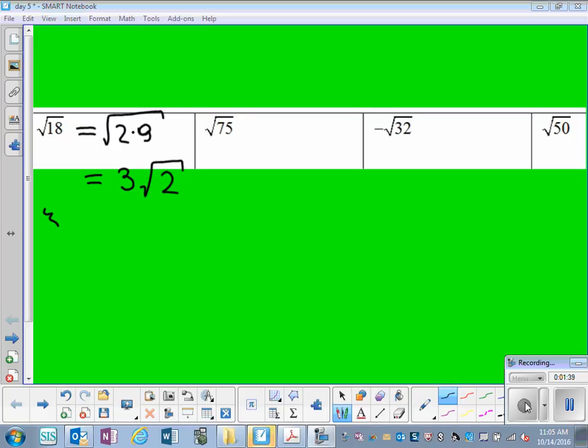Remember this? So what about the square root of 75? 75 is the product of what numbers? So for example, 15 and 5, but this doesn't help me much, because neither 15 nor 5 is a perfect square. But I can notice something else. 15 is the product of what numbers? 15 is the product of 3 and 5. So it's really 3 times 5 times 5. See how I rewrote 75 as 3 times 5 times 5?